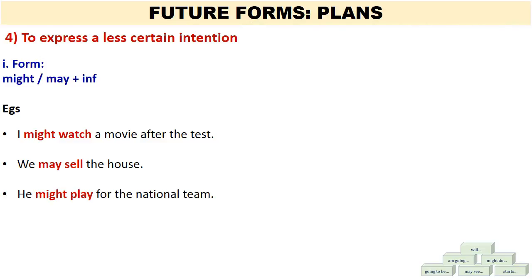Another example, we may sell the house, but again, this is not confirmed, using may plus the infinitive form of the verb sell. One more example, he might play for the national team. This is a possibility, it is not confirmed, and we use might plus the infinitive form of the verb play.